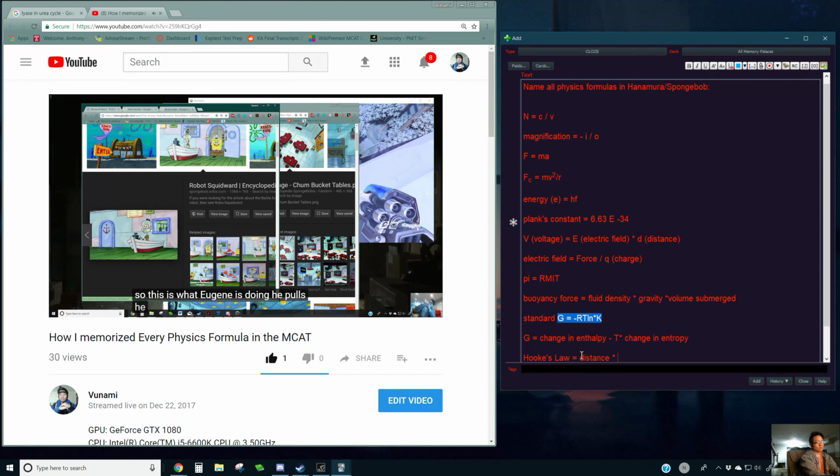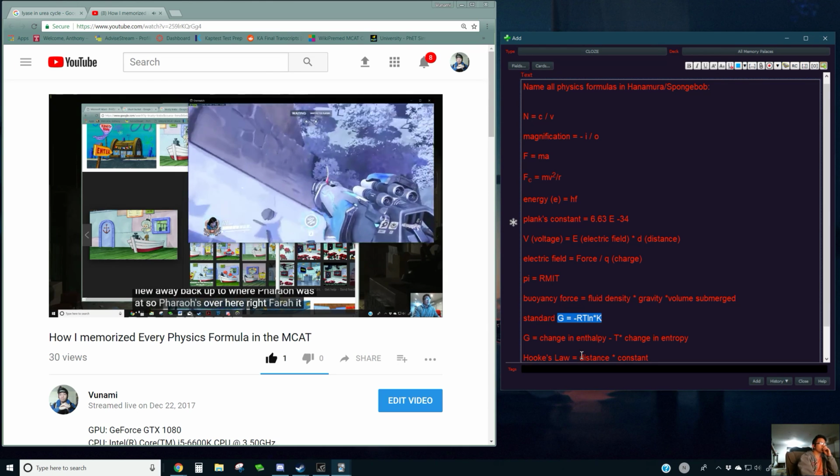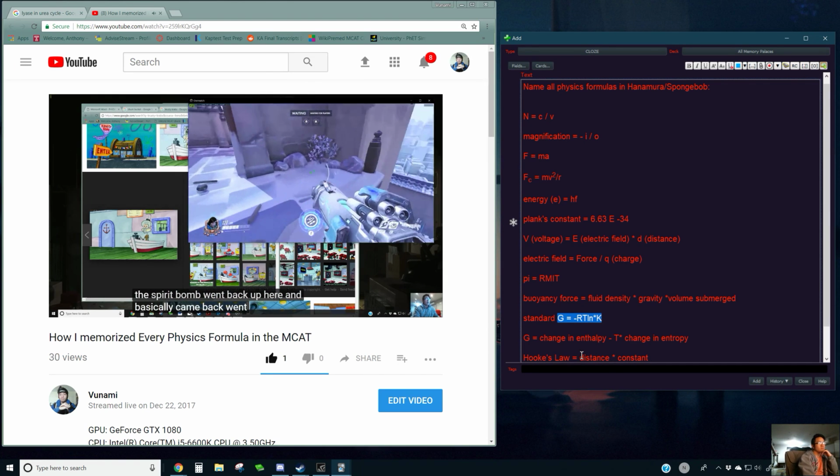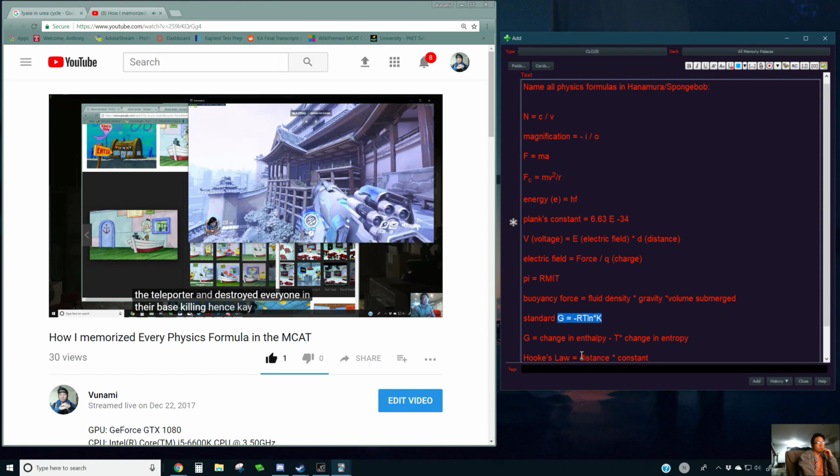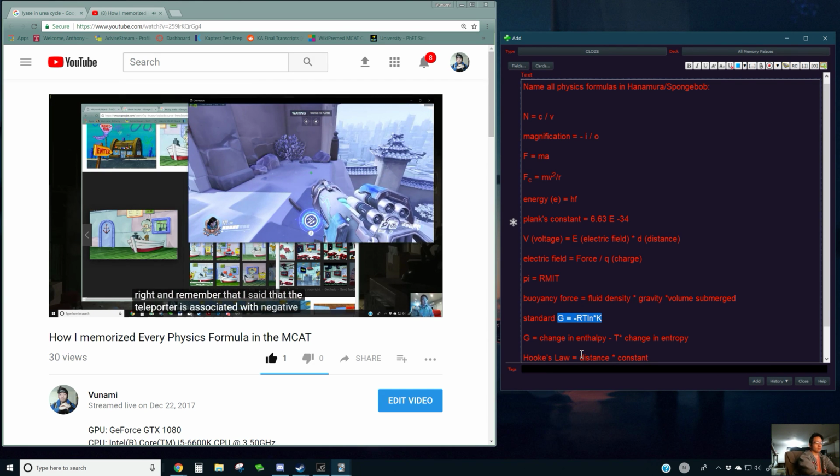He pulls the spirit bomb. He lifts upwards, and then he releases it. Okay? And it flew away, back up to where Farrah was at. So Farrah's over here, right? The spirit bomb went back up here, and basically came back, went into the teleporter, and destroyed everyone in their face. Killing, hence K. And remember that I said that the teleporter is associated with negative energy? So basically, Hooke's formula is negative K times X.